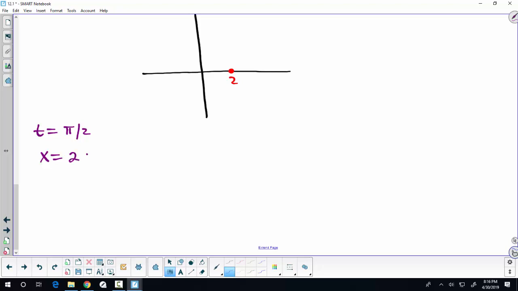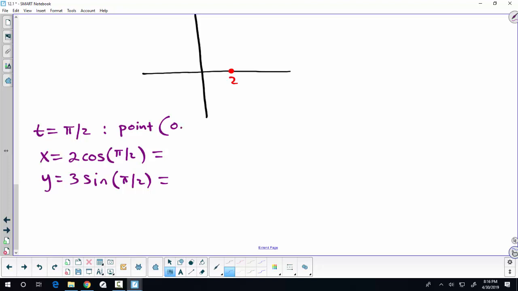2 cosine of pi over 2 and 3 sine pi over 2. So when t equals pi over 2, what point do we get? 0. Okay. So at pi over 2, we get the point (0, 3). So we know this is where we start.